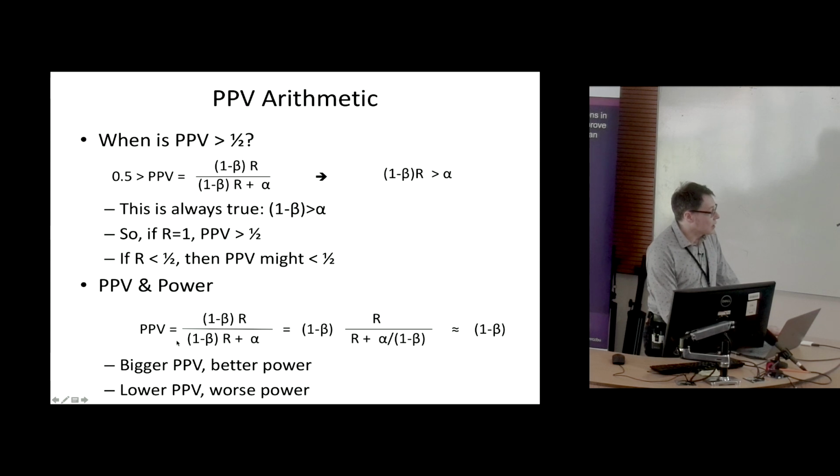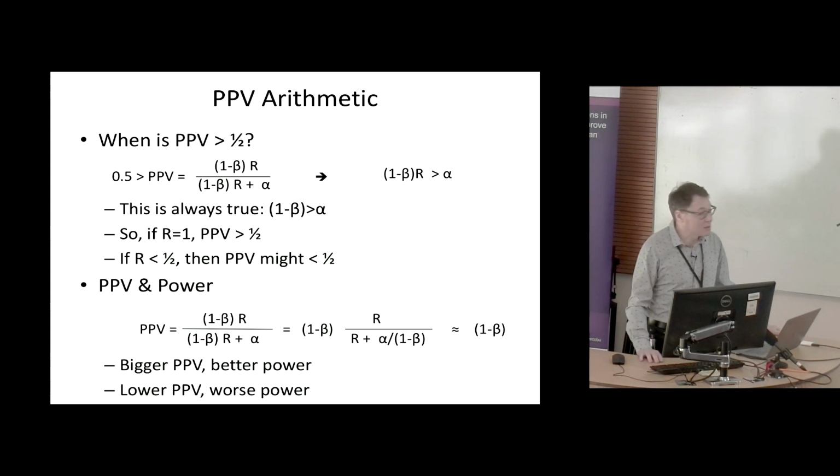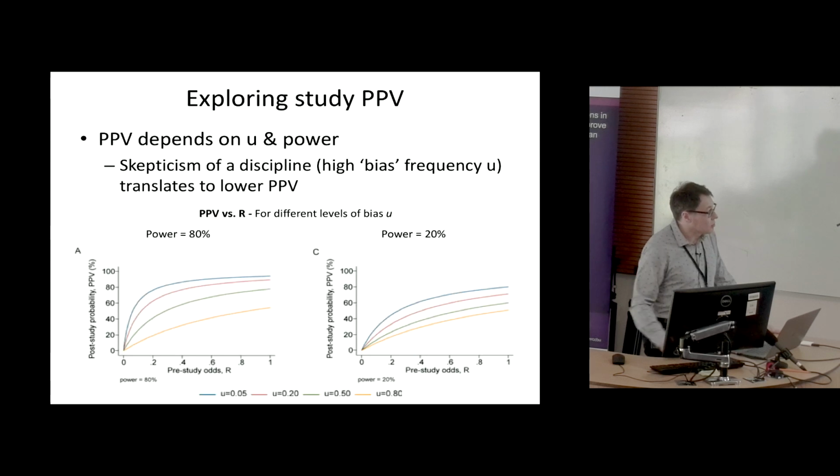The other thing to note is why do we care about positive predictive value, and why am I talking about this now when I was talking about power? You can show that this expression, the positive predictive value, is roughly the power. So if you want to know the positive predictive value of a given study, the first thing you should ask is, what is the power for this study? Power is related to the positive predictive value. If you have better power, you have bigger PPV; worse power, lower PPV.